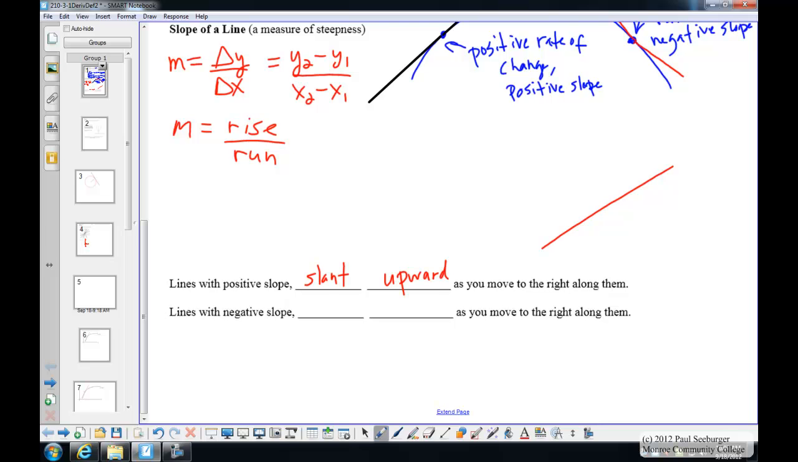And of course, lines with negative slope slant downward as you move right along them. Okay, so that's important. Positive value of a derivative, negative value of a derivative. Increasing, decreasing corresponds to it. All right, let's see here.